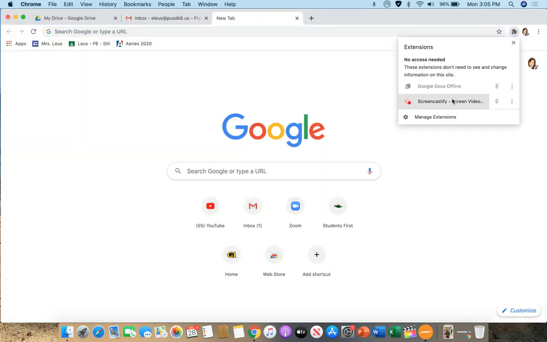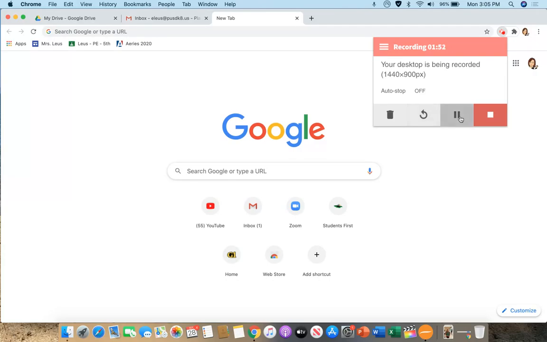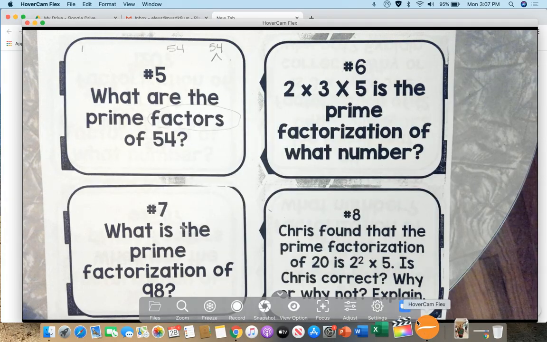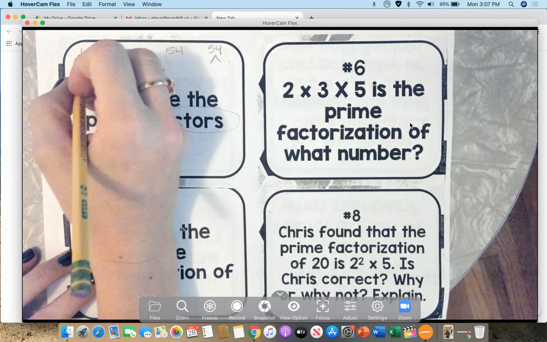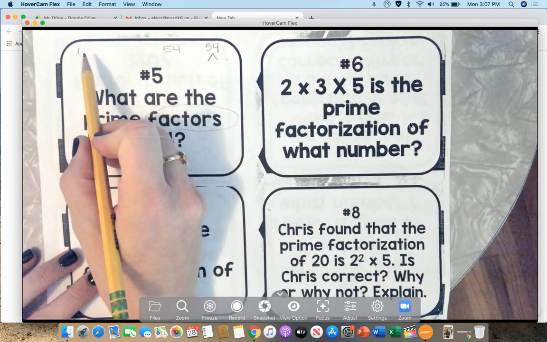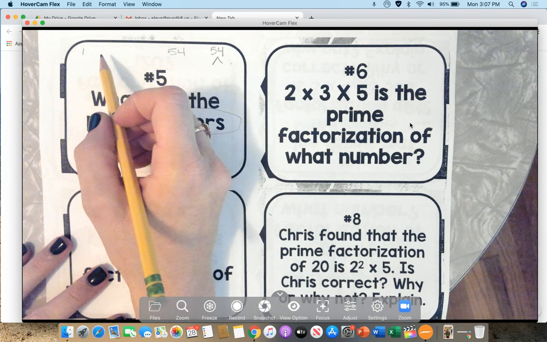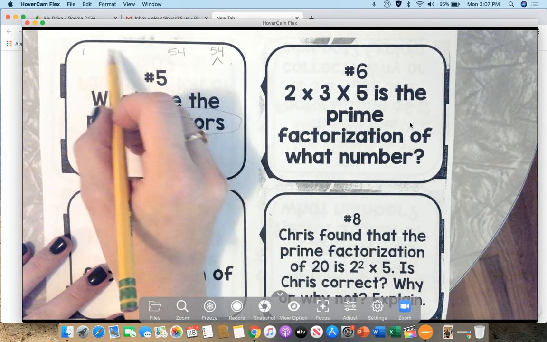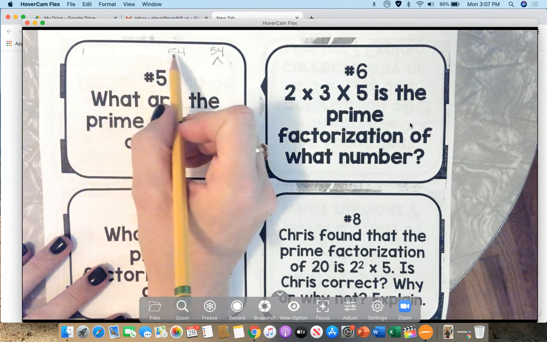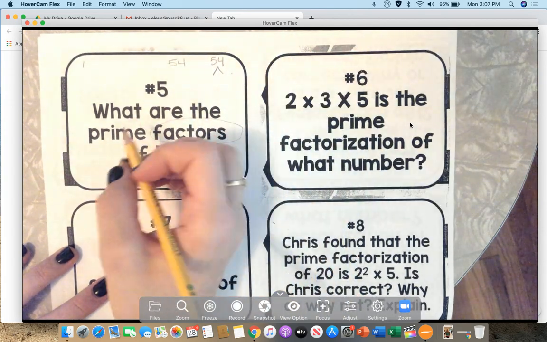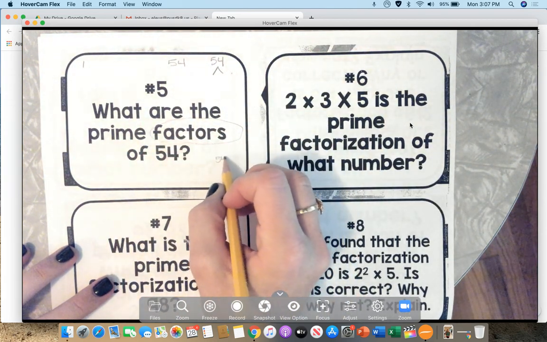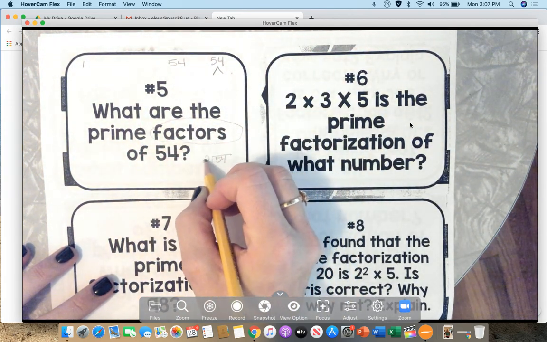Hang on one second. Let me pause this. Okay, so I'm going to go to the next number in my number line, which would be a 2. Is 54 divisible by 2? If it is, 2 and another number would multiply together and give me a 54. So I might need to come over here and divide and find out. So let's see, 54 divided by 2.